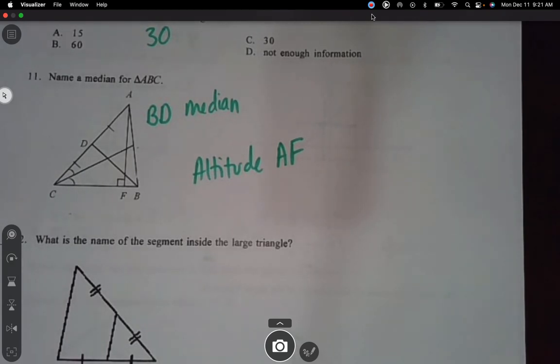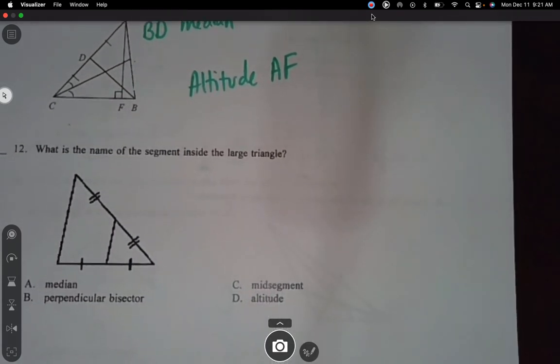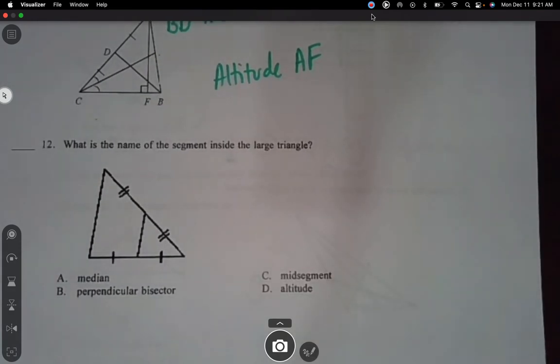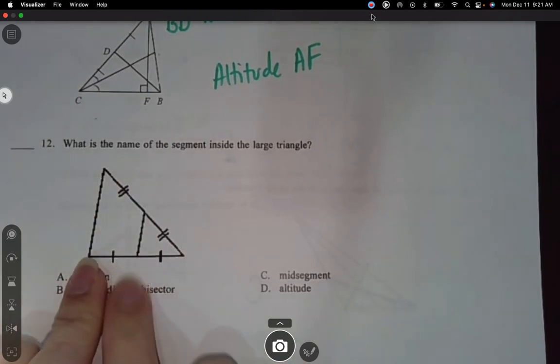Okay. What's the name of the segment inside this large triangle? What would you call this? Median. The median, look, it goes from an angle and splits it into 2 equal parts. This is called the what? Mid-segment. It is C. 12 is C. It's in the middle. Right? It's mid-segment. Those segments are equal. Those segments are equal. That is the mid-segment.